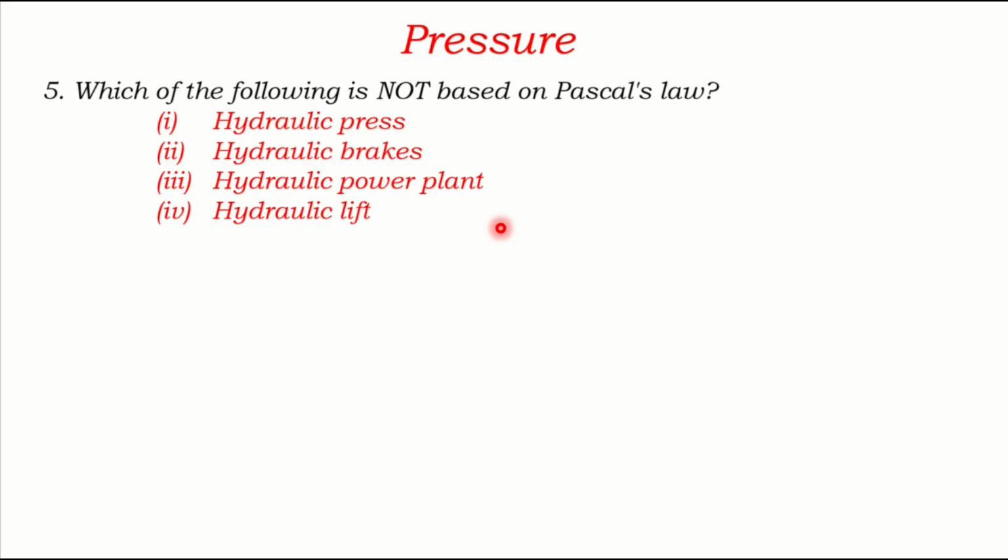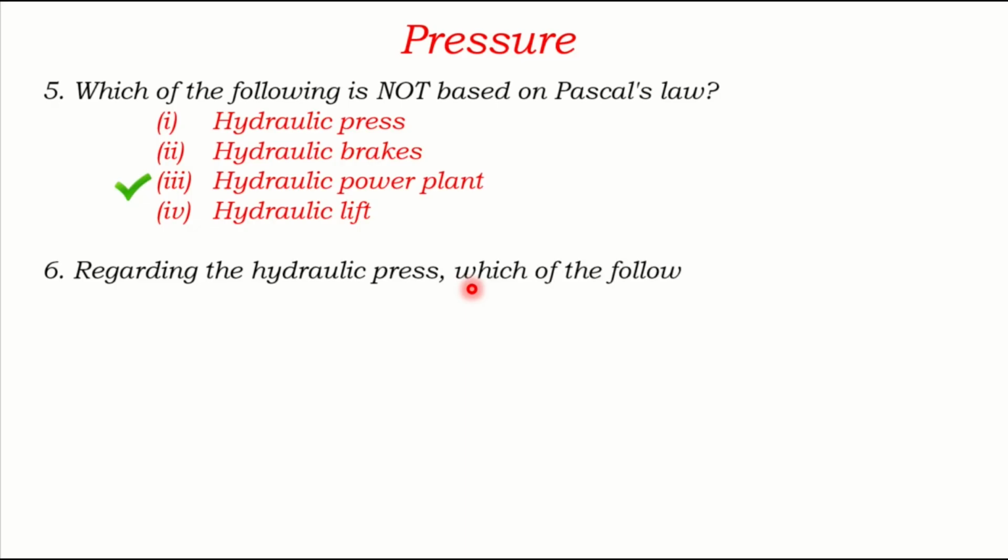There are three basic types of electric power stations. One is the hydraulic power plant, another is the nuclear power plant, and another is the thermal power plant. And this is completely different, which has no relation with Pascal's law. That's why the hydraulic power plant is not based on Pascal's law.